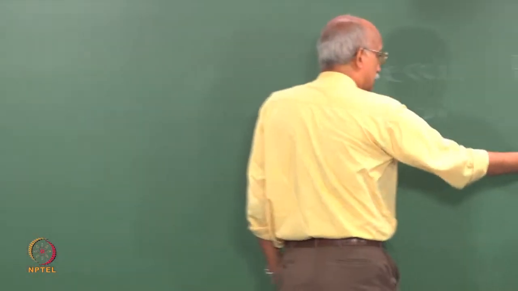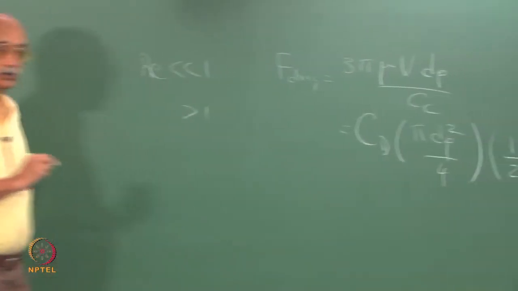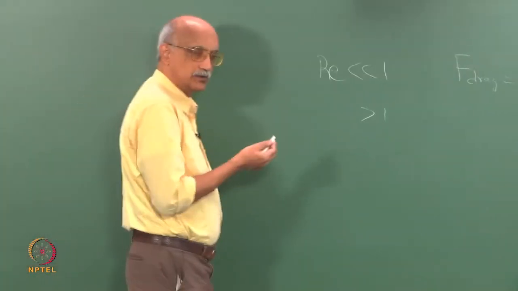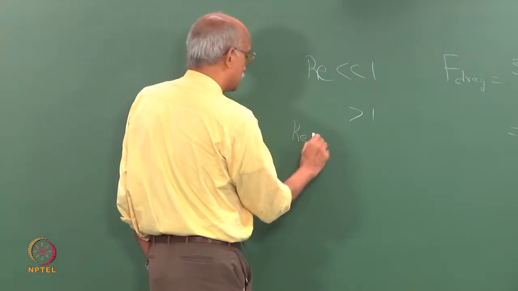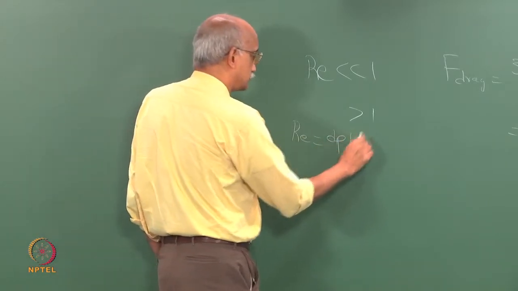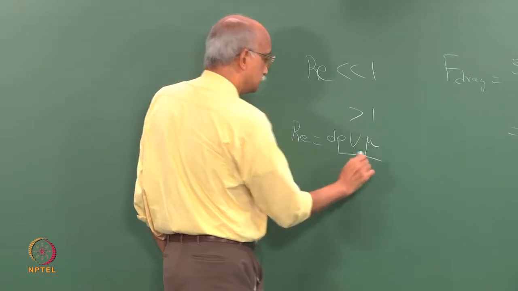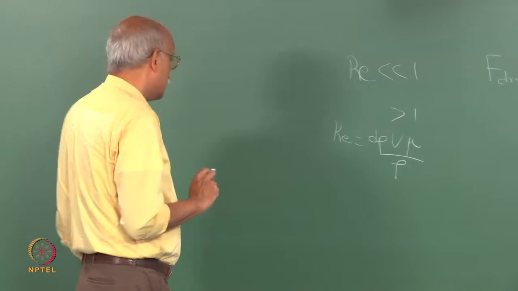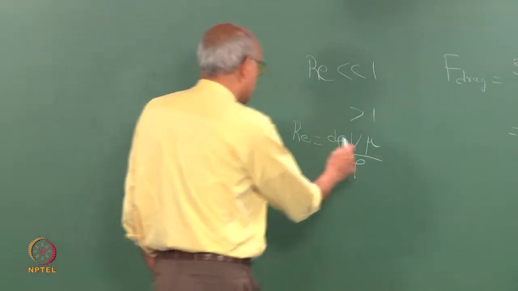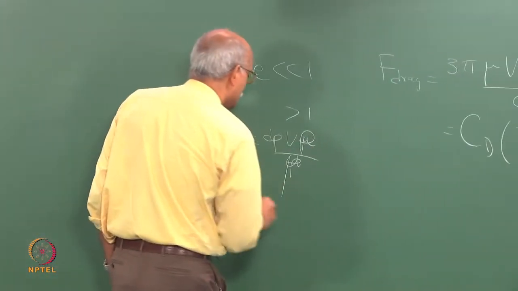The CD value, the drag coefficient itself, is related to the Reynolds number. By the way, you know Reynolds number, right? What is the expression? Sorry, it's dv rho by mu, right?